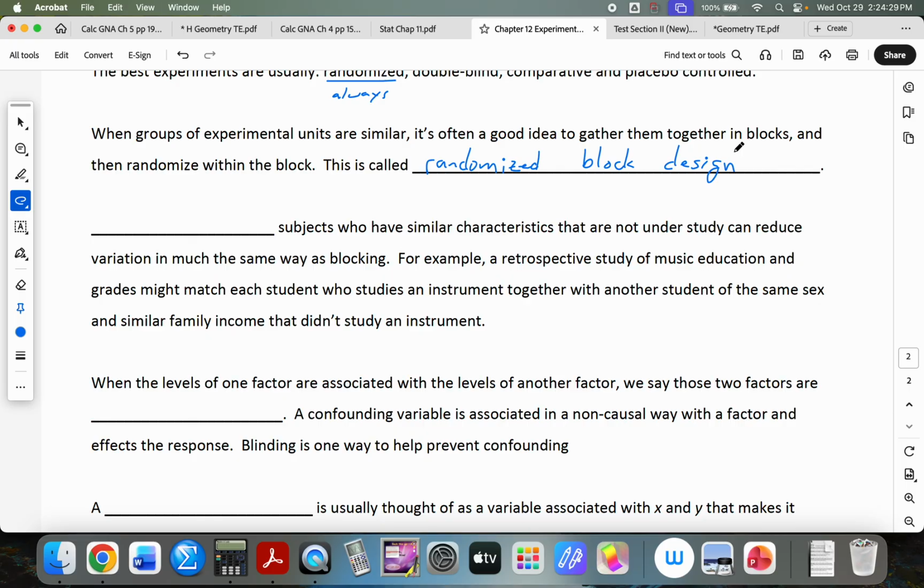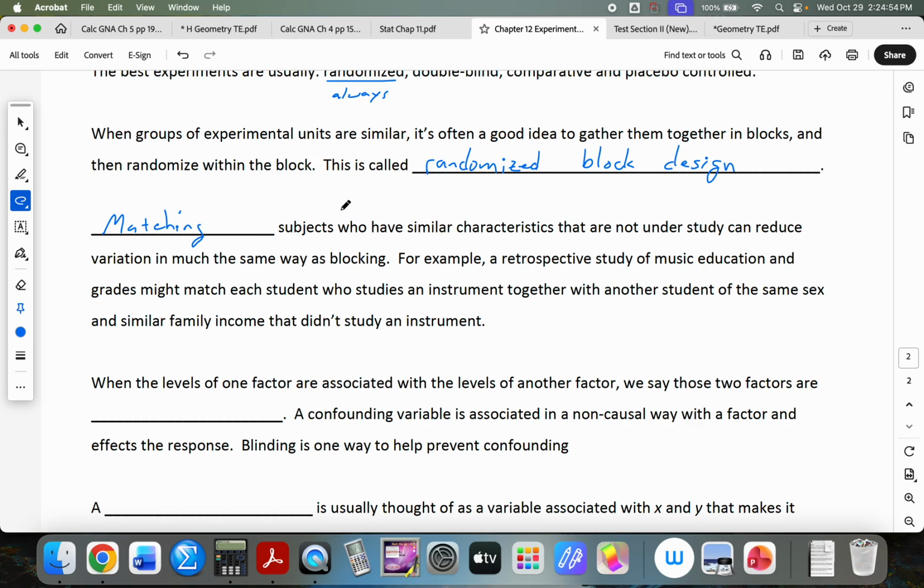So there's lots of reasons why you might want to block. Again, if you have any reason to suspect that different groups will react differently, you should block them. All right. Then matching subjects is something else that's sometimes helpful.